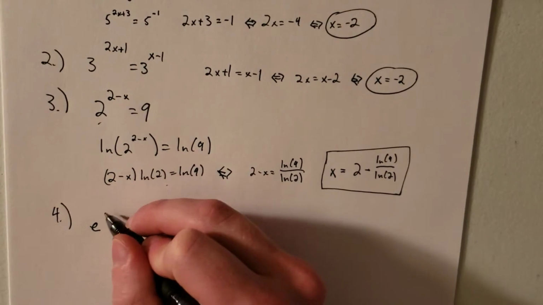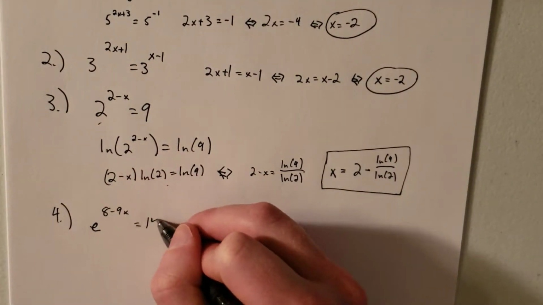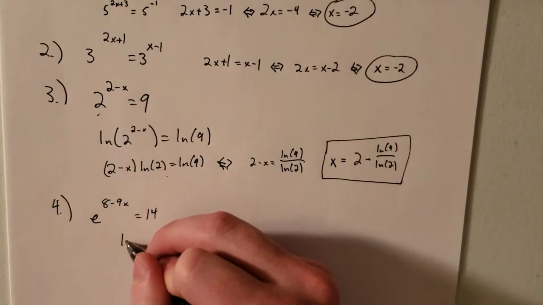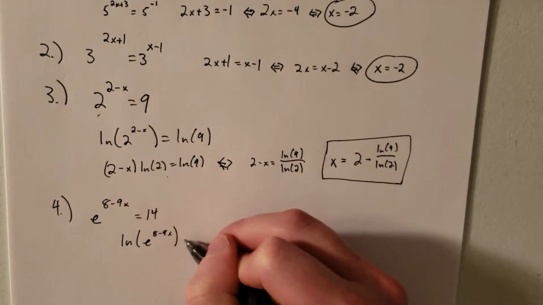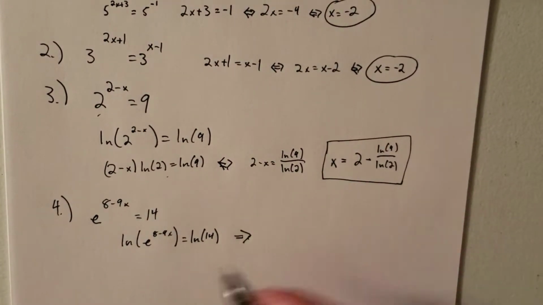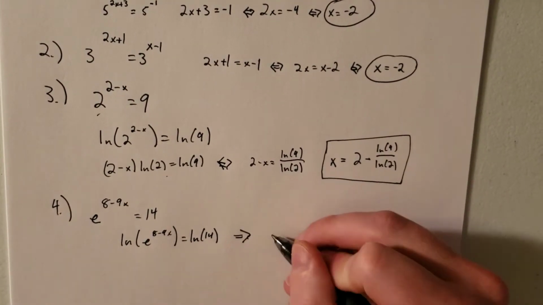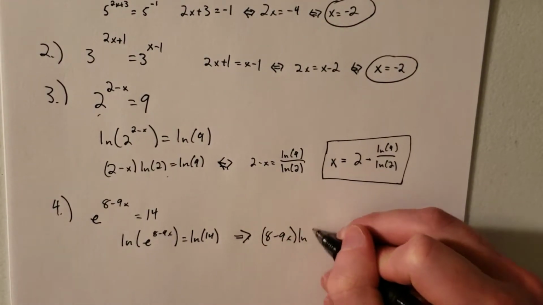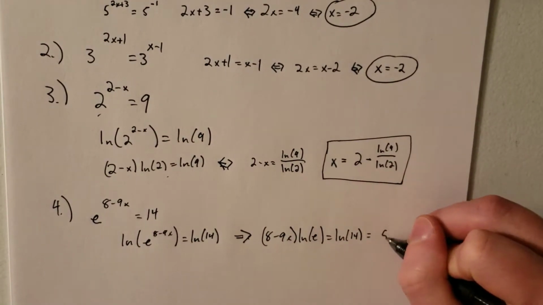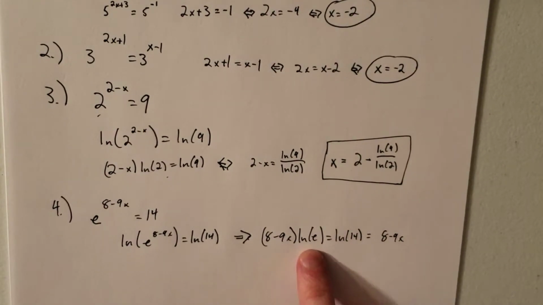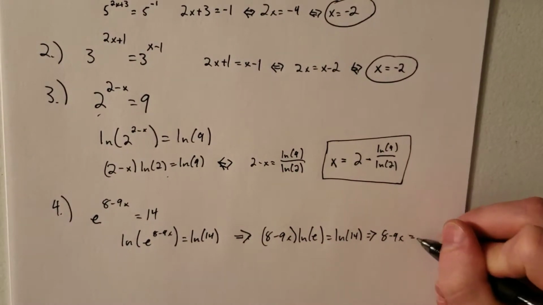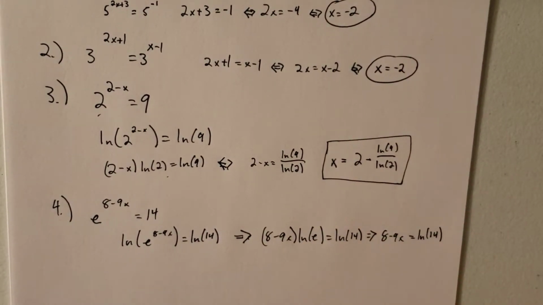So now we have e raised to the 8 minus 9x is equal to 14. Again, we want to take the natural log of both sides. So the natural log of e raised to the 8 minus 9x is equal to the natural log of 14. All right, so we can again drop the exponent. So this is 8 minus 9x times ln of e is equal to ln of 14. This is 8 minus 9x. And then what is ln of e? Well, that is just 1. So this is 8 minus 9x is equal to ln of 14.